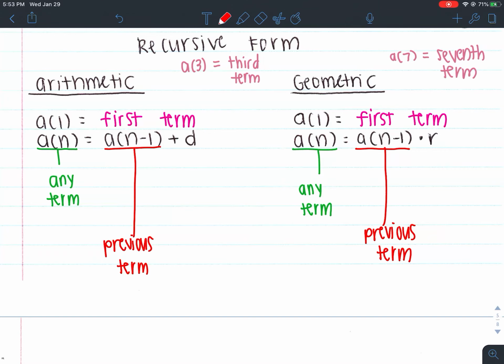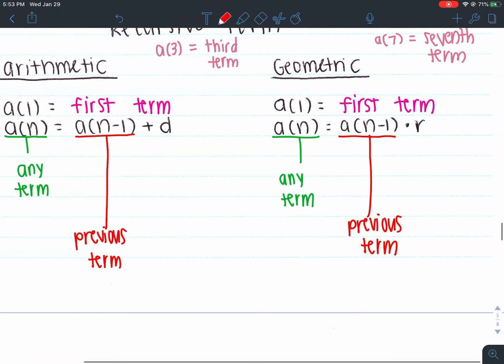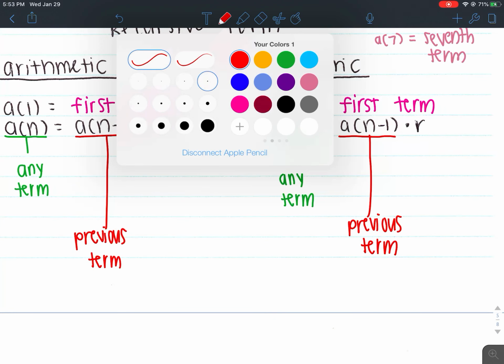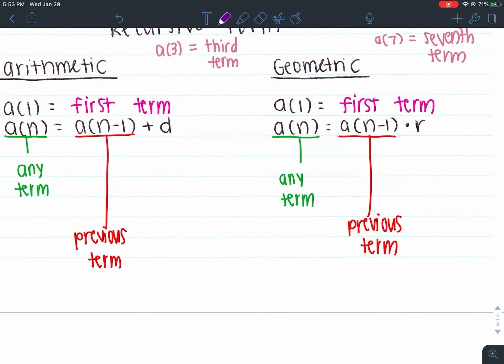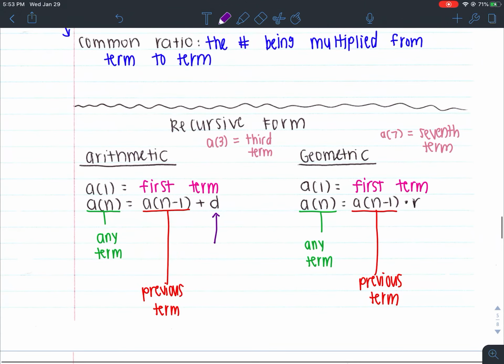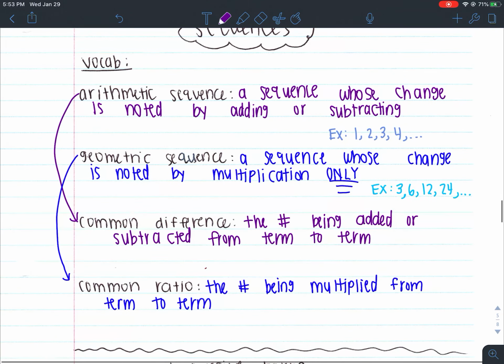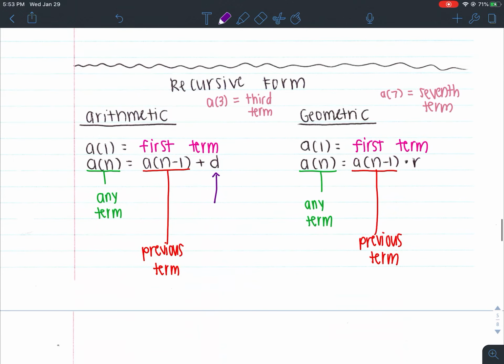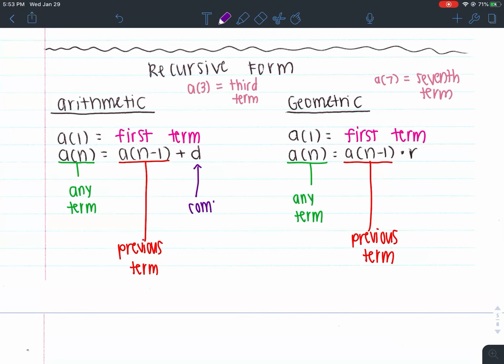Okay, this is basically the term before. And now the only difference we have here is that for arithmetic, we have plus d. Well, if you think about it, what are you adding and subtracting by in the arithmetic sequence? The common difference. That's the number that you're either adding or subtracting from term to term. So this is going to represent the common difference.